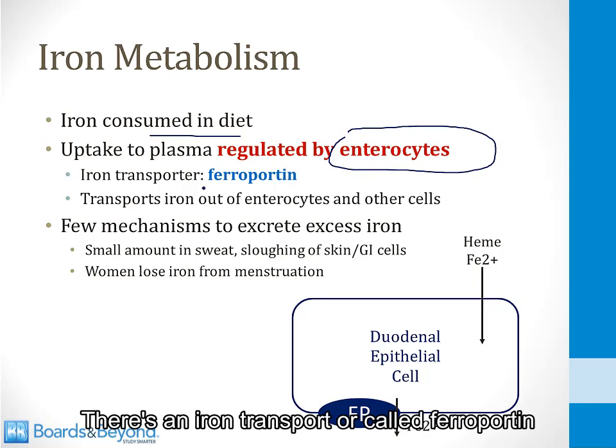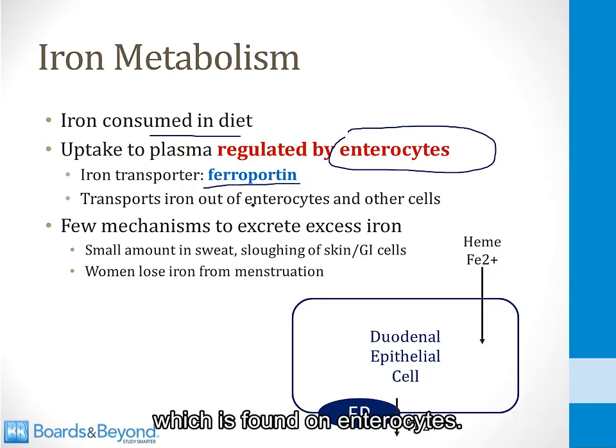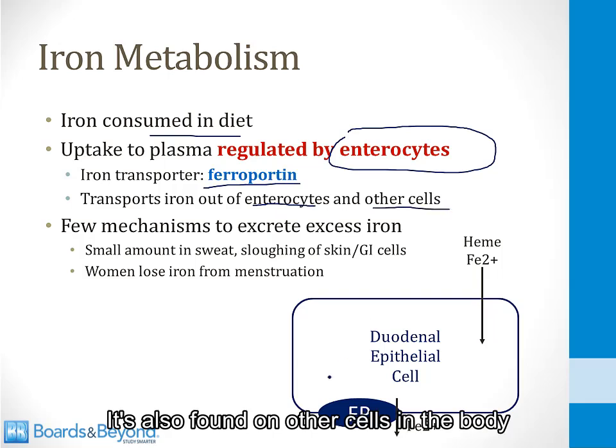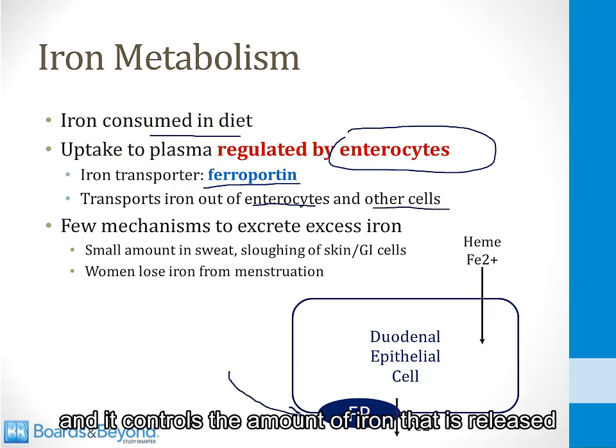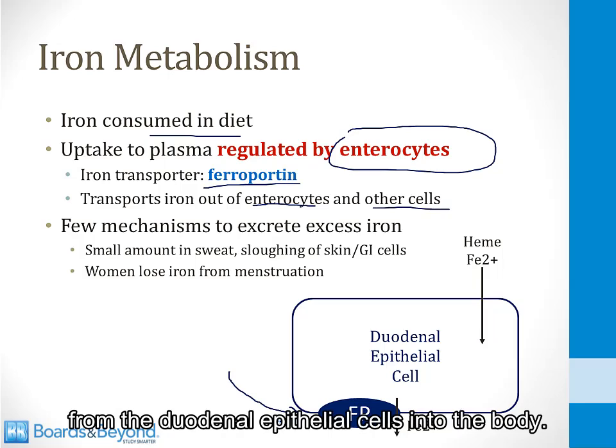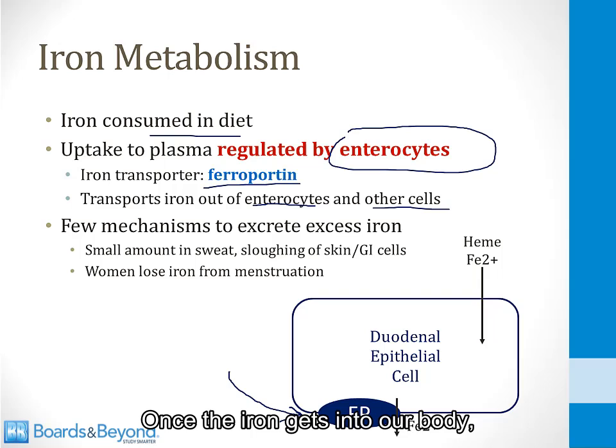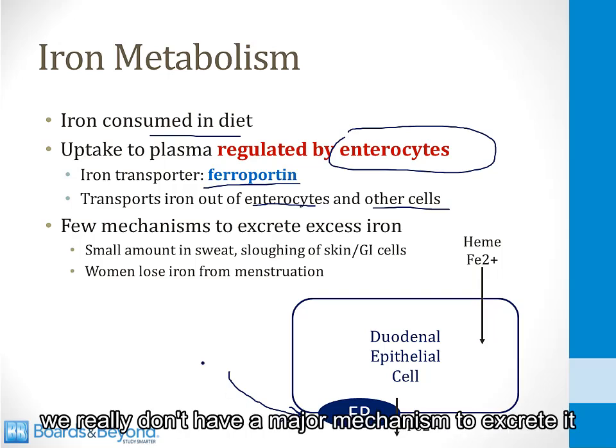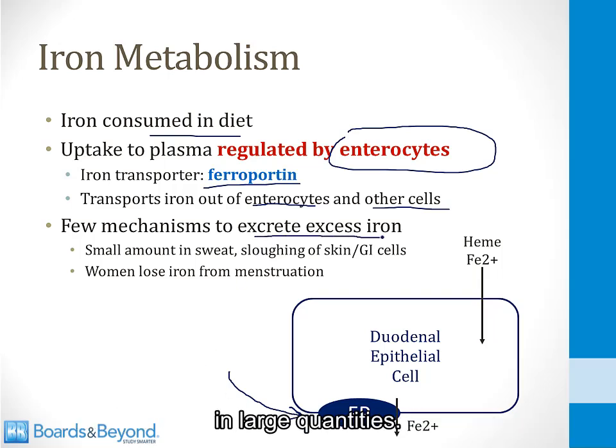There's an iron transporter called ferroportin, which is found on enterocytes. It's also found on other cells in the body, and it controls the amount of iron that is released from the duodenal epithelial cells into the body. Once the iron gets into our body, we really don't have a major mechanism to excrete it in large quantities.